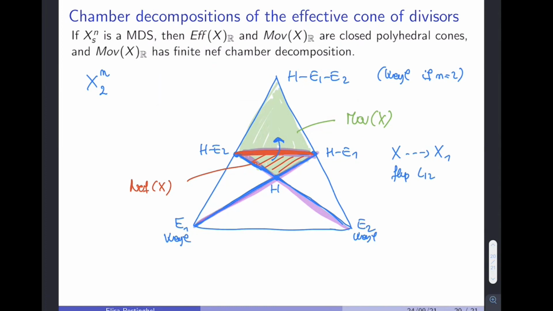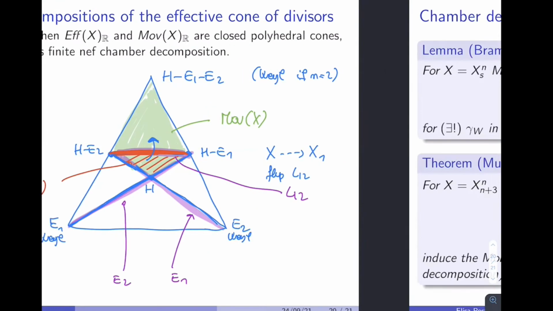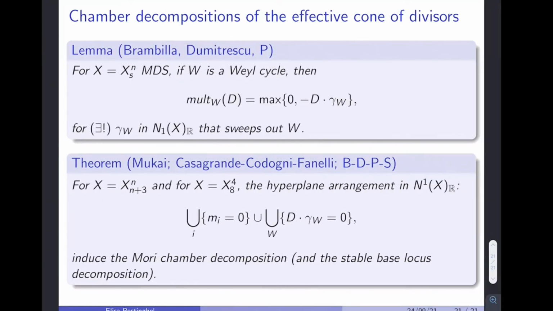So they correspond to 3 curve classes, and each of them corresponds to a Weil cycle. So this corresponds to E2 as a Weil cycle. This corresponds to E1, and the red one that I've already observed corresponds to the line. So I have 3 Weil cycles, the line and the 2 exceptional divisors, and they are in correspondence with the hyperplanes cutting out the Mori chamber decomposition of the effective cone of this Mori space. And this is true in general. And this is the result in general.